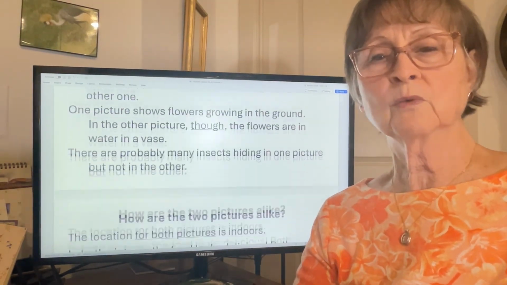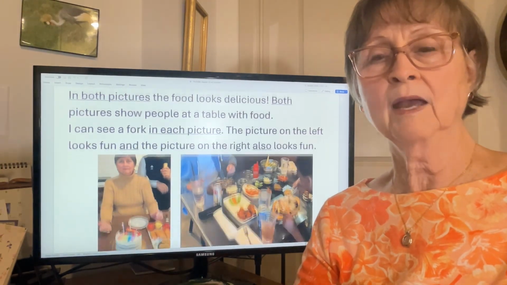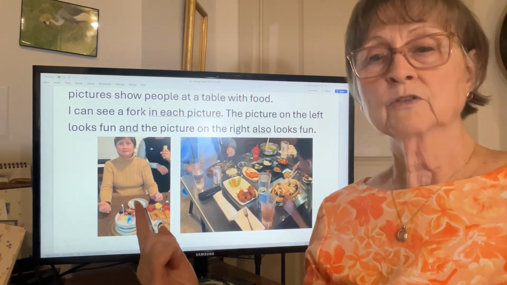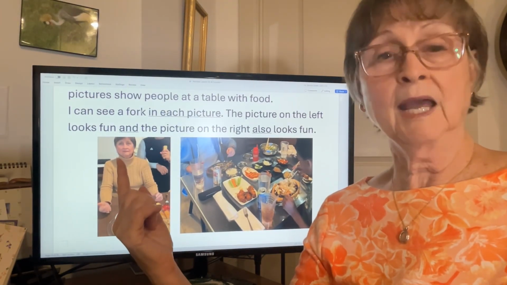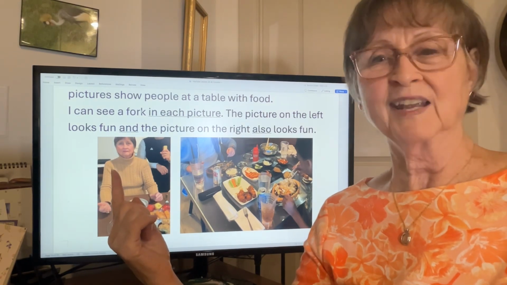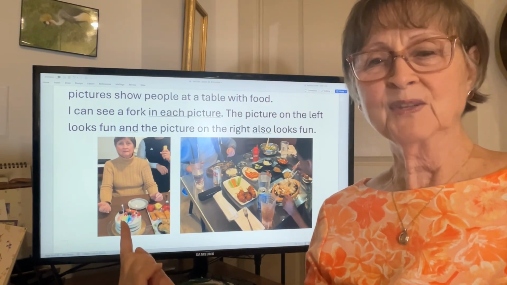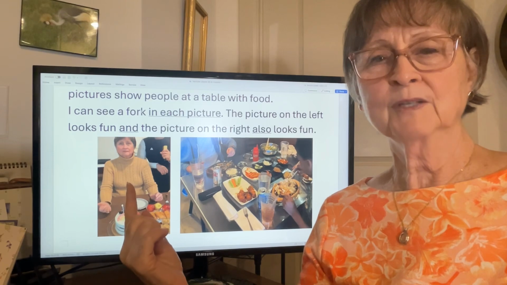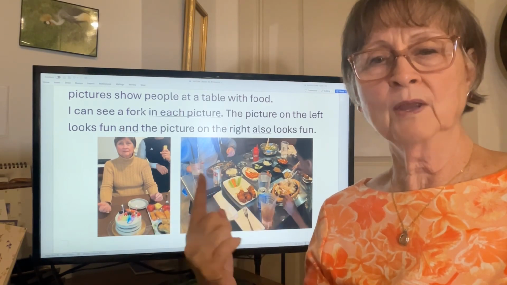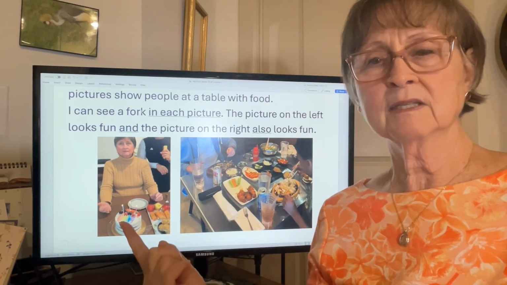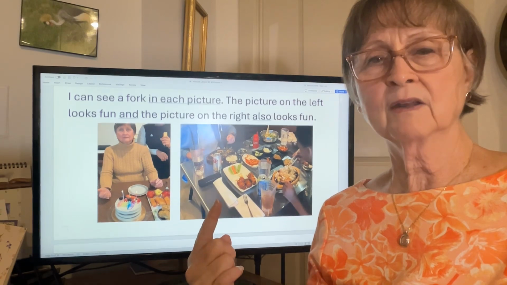So let's do it with one more picture. Here we have a picture. That's actually me, and I'm not looking happy, but I am. It's my birthday. So here's a birthday cake. So here's a picture, and then here's a picture. Both have some things that are similar and some things that are different.